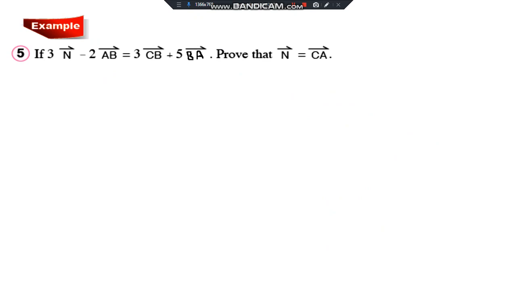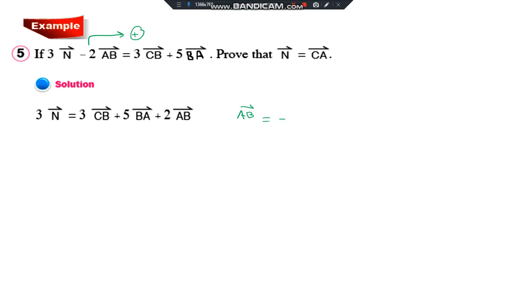We have here 3n minus 2AB equals 3CB plus 5BA. Prove that the vector n is equal to the directed line segment CA. So we have 3n equals 3CB plus 5BA plus 2AB, and AB is equal to negative BA. So 3n equals 3CB plus 5BA minus 2BA. So 5 minus 2 will be 3BA.